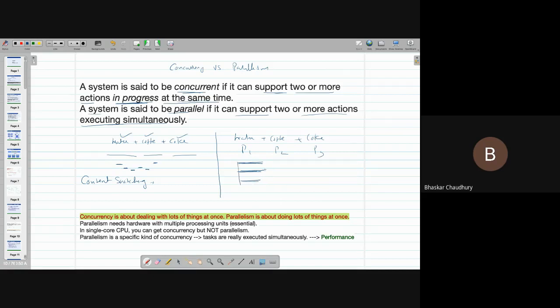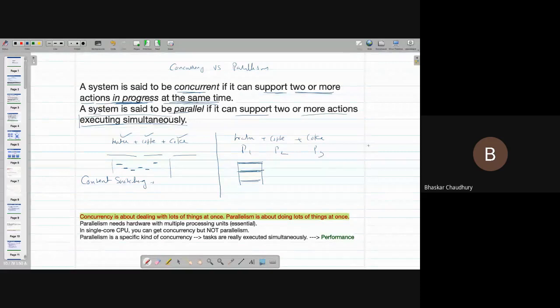So here you can finish the whole thing in a very small amount of time. In the other case you cannot finish as fast, because there is only one person doing the three things. So that's why in progress means two or more actions in progress at the same time. There you are just switching the context, but here you are actually executing things simultaneously. This part is very clear to all of you? What is the difference between concurrency and parallelism? This part is clear? Yes, sir.